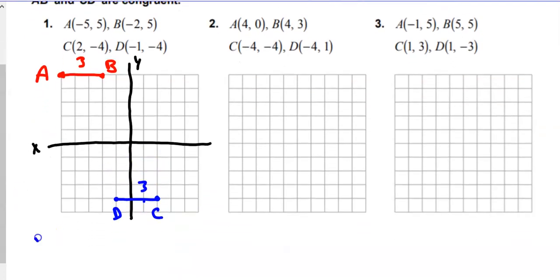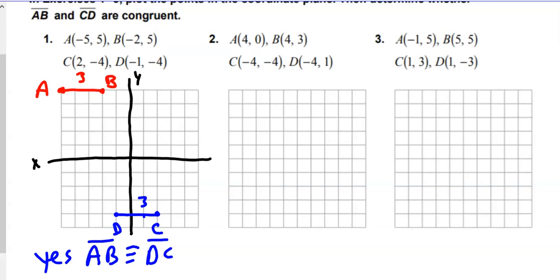So let me go down below. Yes, AB is congruent to DC. And again, put those symbols above. If you don't have those symbols on there, that is not correct. Okay? We're going to skip number 2 for right now. Okay? I would like you to do number 3 on your own. Okay? Skipping this for a moment. Don't completely cross it off. We might come back to it a little bit later. But do number 3 and then answer yes or no. Is AB congruent to CD? Okay? And then when you're done, push play to check your answers.